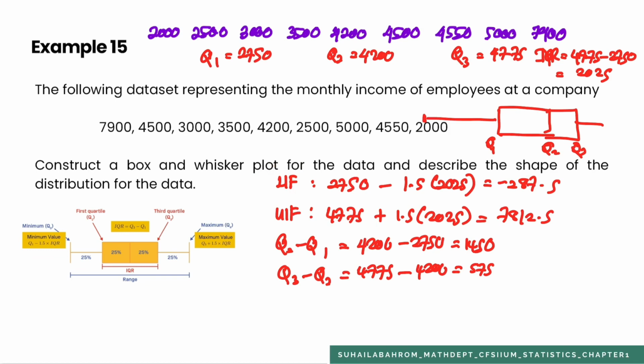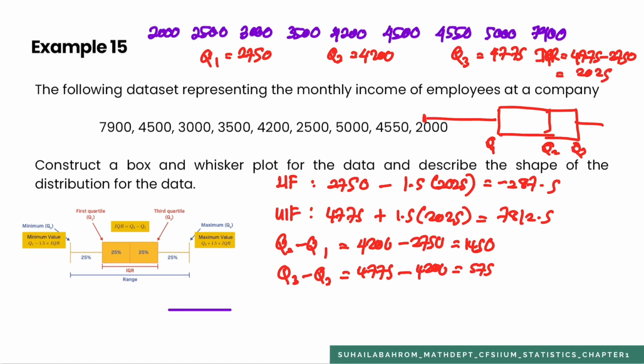And when you look at the upper inner fence, the maximum value is 7812.5. But in your data set, you have values that exceed the maximum value that you may have in your upper inner fence. Therefore, in this case, we will have an outlier on the right side, which is the data 7900. Okay, let us try to sketch our box and whiskers here.